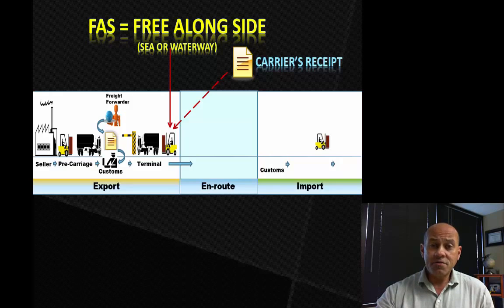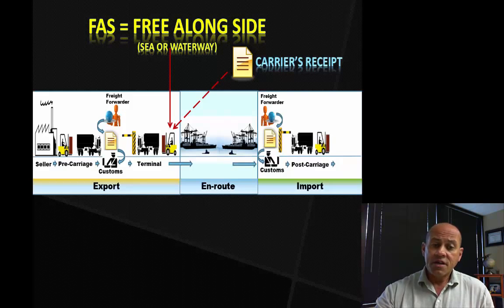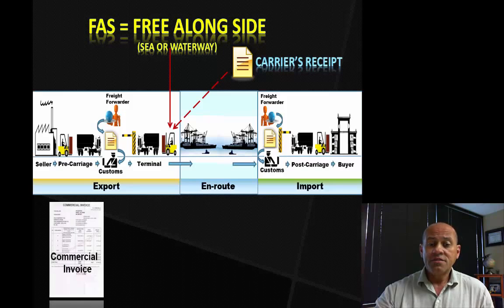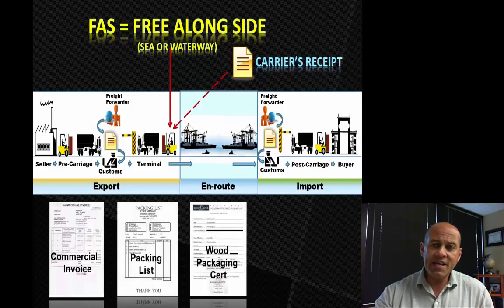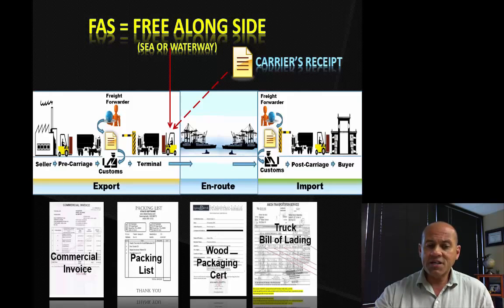So now the buyer is going to be responsible for loading the goods onto the ship, the customs formalities, the delivery to their destination. And again, we'll have commercial invoice, packing list, wood packaging certificate. We'll have the trucker's bill of lading as a receipt that they delivered to the terminal to show that it was alongside terminal.